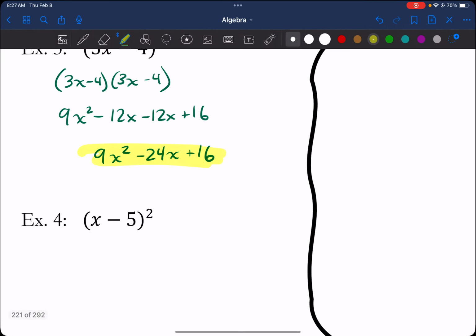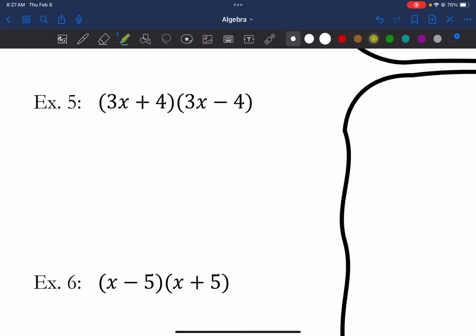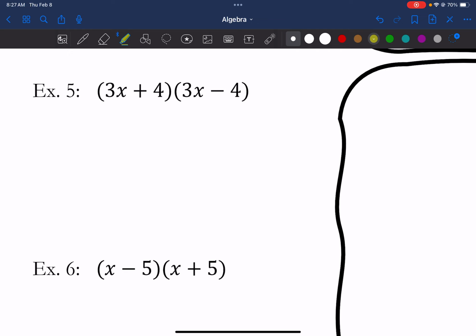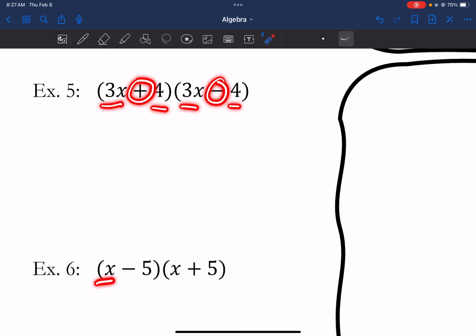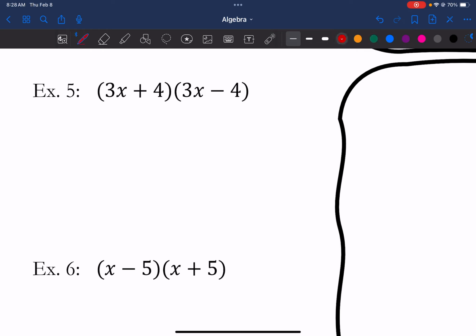Now this one, what do we notice about examples 4 and 5? You might notice that they're the same exact terms, but the signs are different. Same exact terms, but signs are different. This is called difference of squares. And there is a pattern to this. But let's multiply it out just to see if we can play with it.